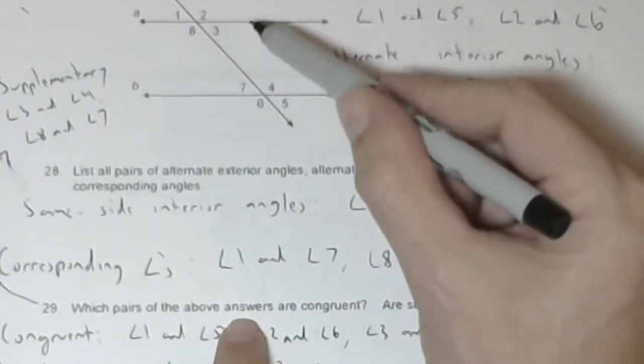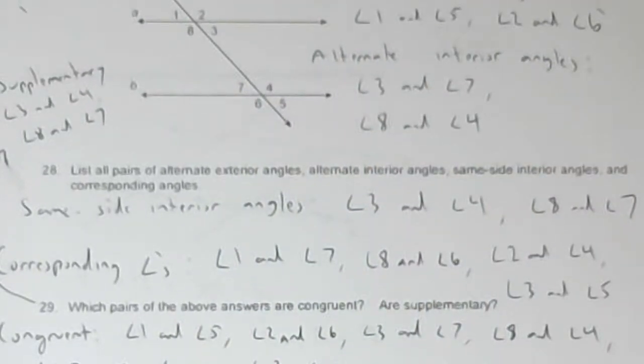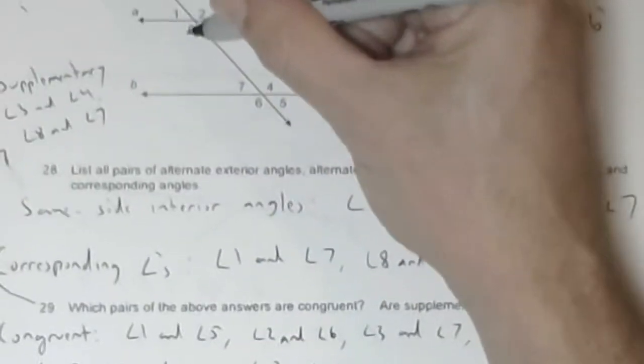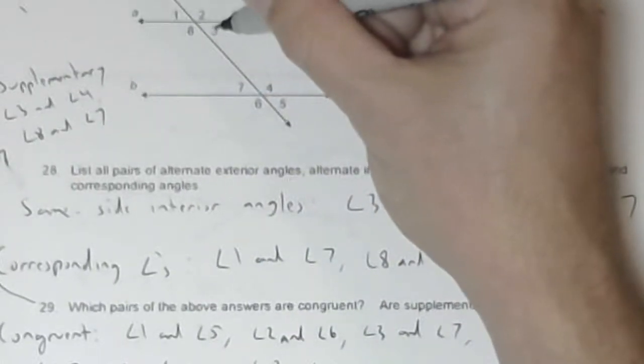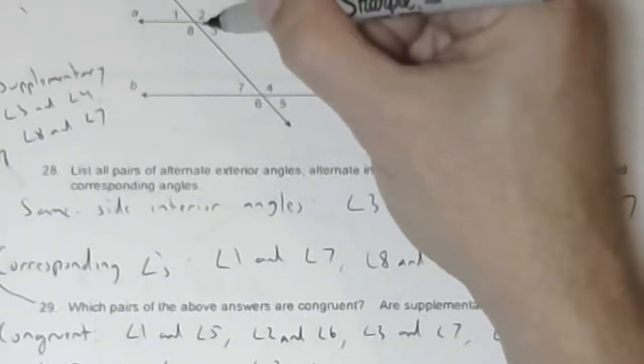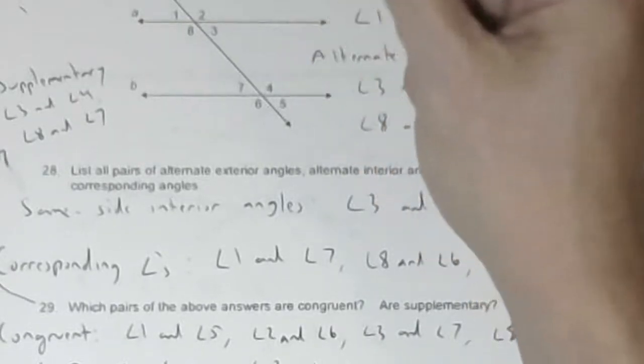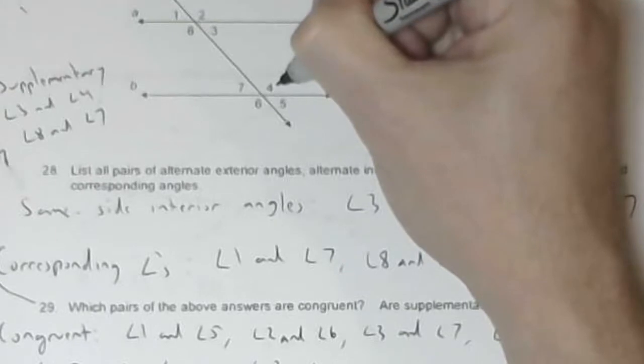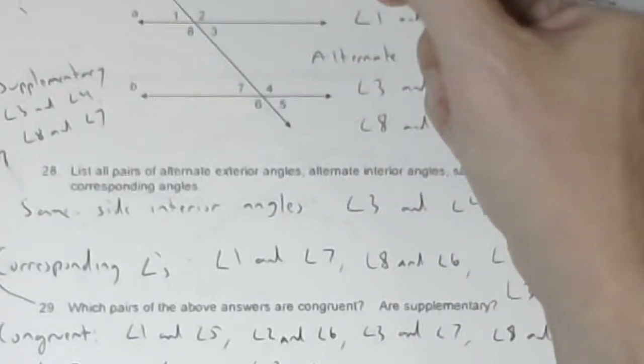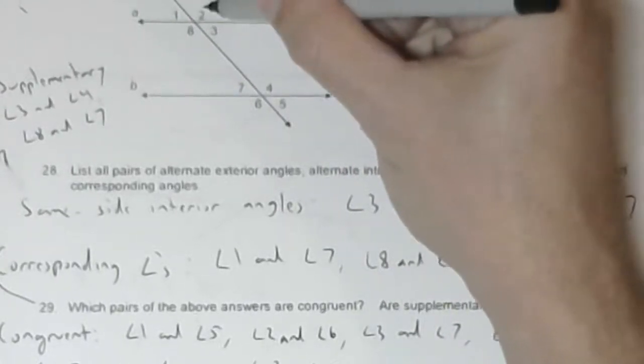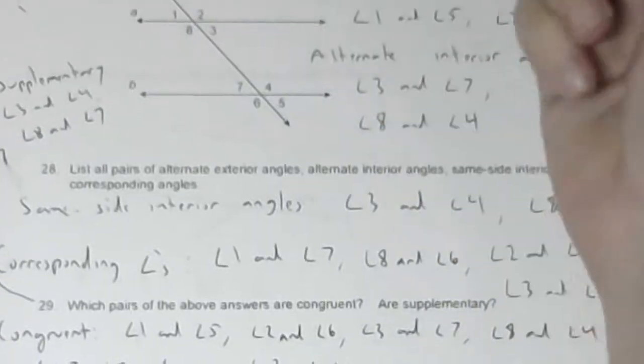Your alternate exterior angles will be congruent. Your alternate interior angles will be congruent. Your corresponding angles will be congruent. Your same side interior angles, 8 and 7, or 3 and 4, either of those pairs are supplementary. So angle 8 plus angle 7 equals 180. Angle 3 plus angle 4 equals 180. And here's one corresponding pair, say 2 and 4: 2 equals 4.